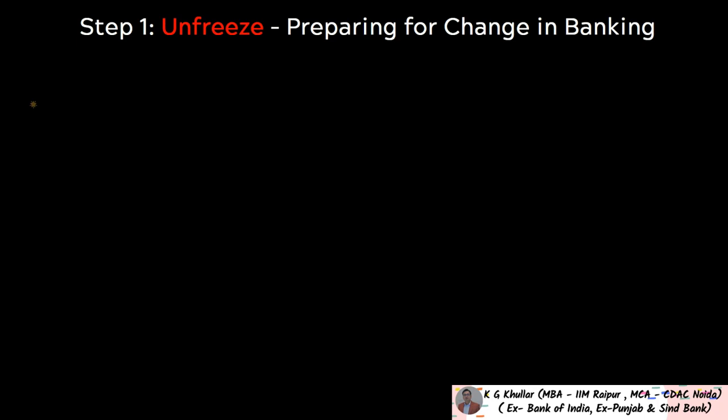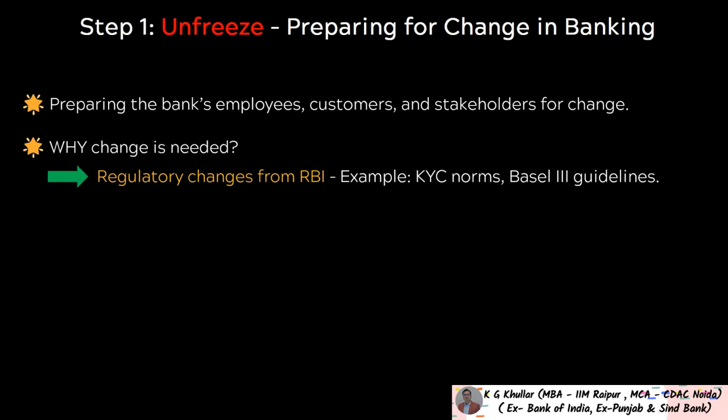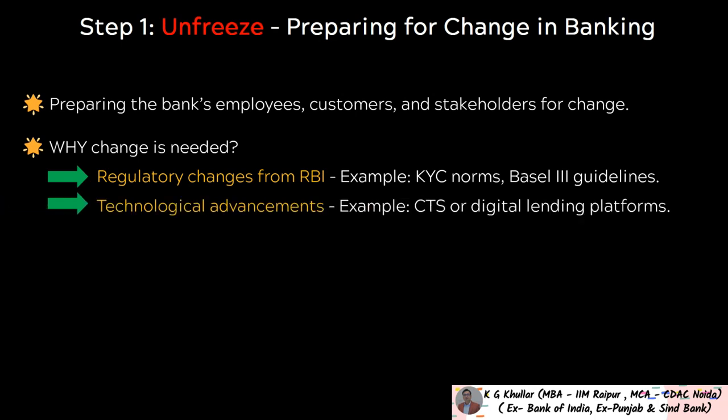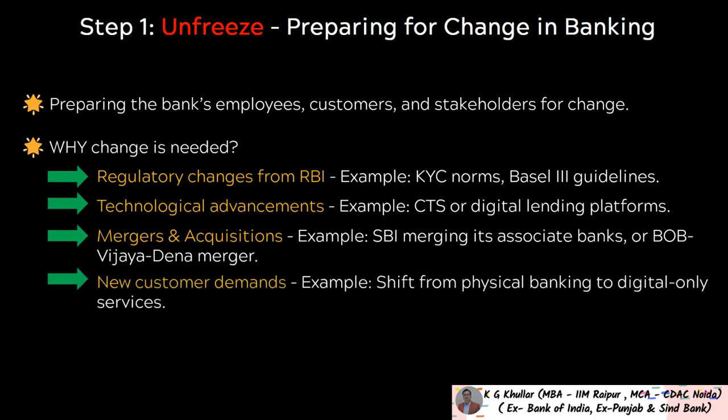So first we have unfreeze, that is preparing for the change. Friends, this phase is all about preparing the bank's employees, customers, and stakeholders for change. That is, bankers must first recognize why change is needed. Now in banking, change could be triggered by first, regulatory changes from RBI, for example KYC norms, Basel guidelines. Then next is technological advancement, for example CTS or digital lending platforms. Then next is mergers and acquisitions, for example SBI merging its associate banks or the Bank of Baroda, Vijaya and Dena Bank merger. And finally new customer demands, for example shift from physical banking to digital only services.